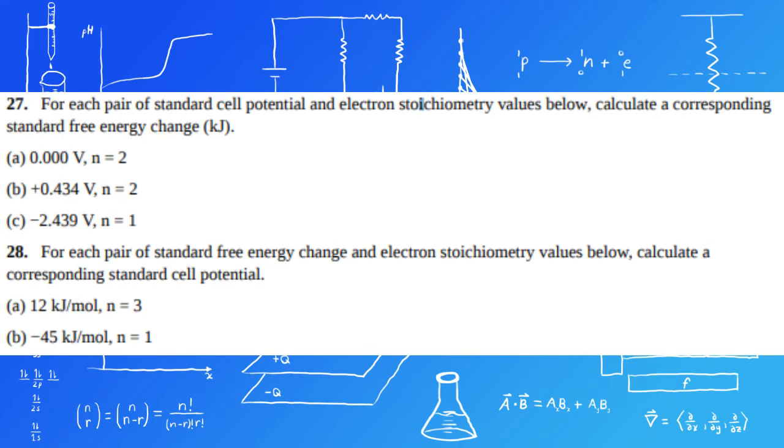27, for each pair of standard cell potential and electron stoichiometry values below, calculate a corresponding standard free energy change in kilojoules. And they've given us the N value. So this is just plugging into the Nernst equation. They've dumbed it down considerably. Okay, let's just do it.